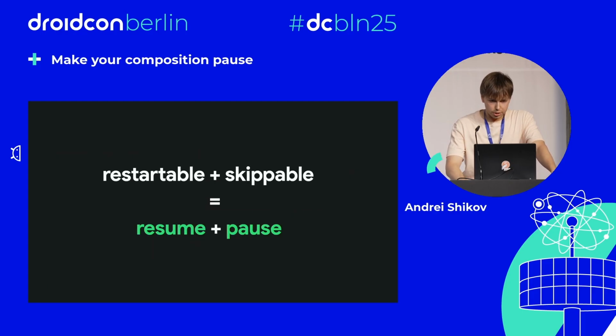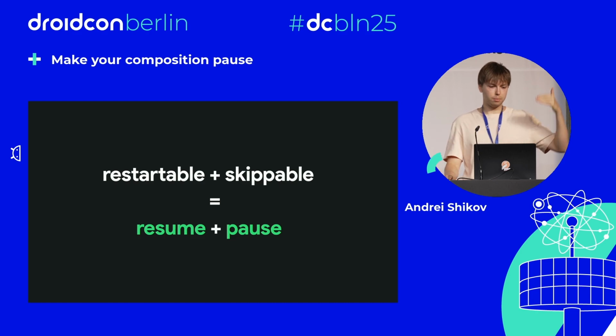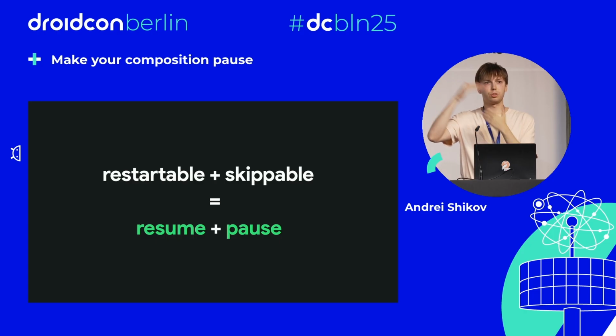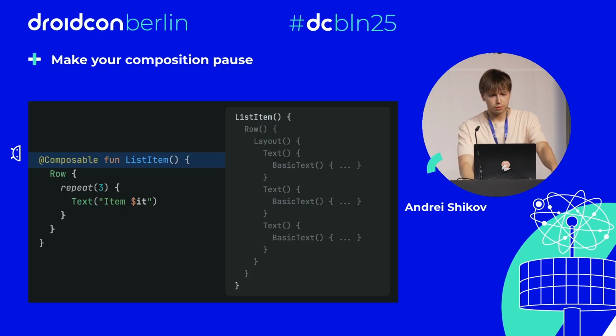So looking at these restartable and skippable properties of composable functions, I realized at some point that we can resume and pause using them. The restartable property of a composable function allows us to re-execute, which is technically resuming. And the skippable property allows us to not execute some function, which is technically pausing composition. Let's look at it in a bit more detail, how that works.